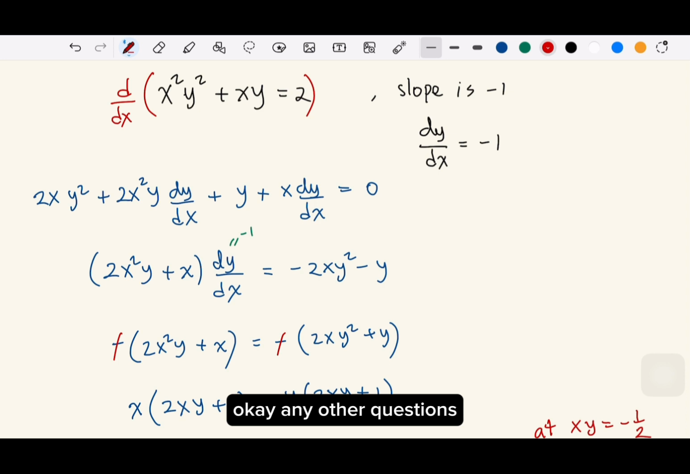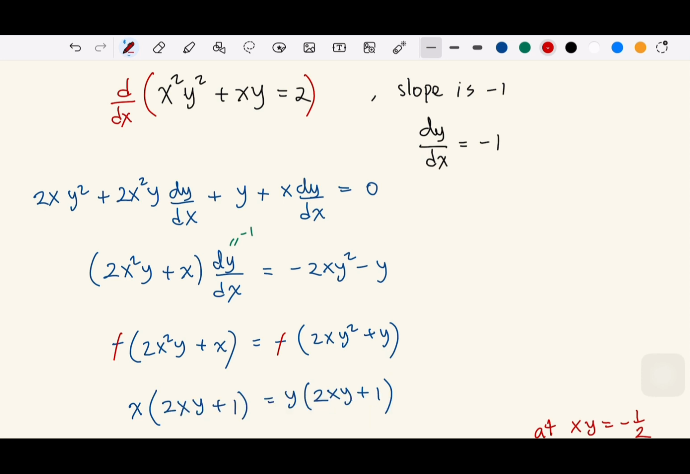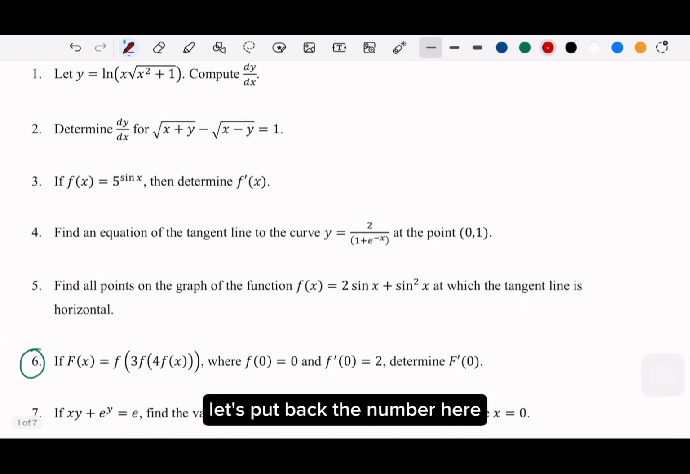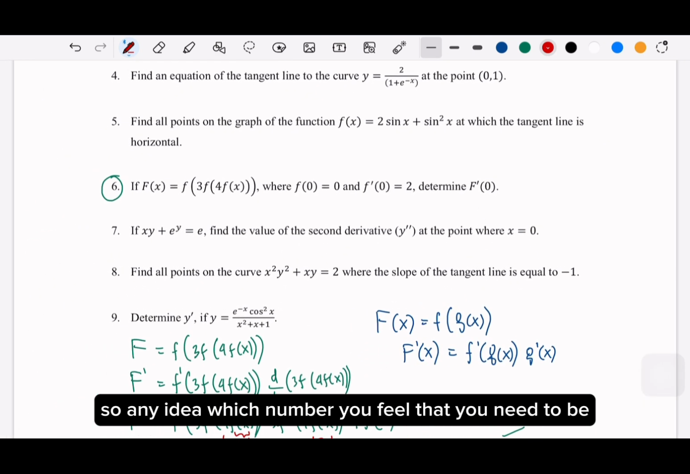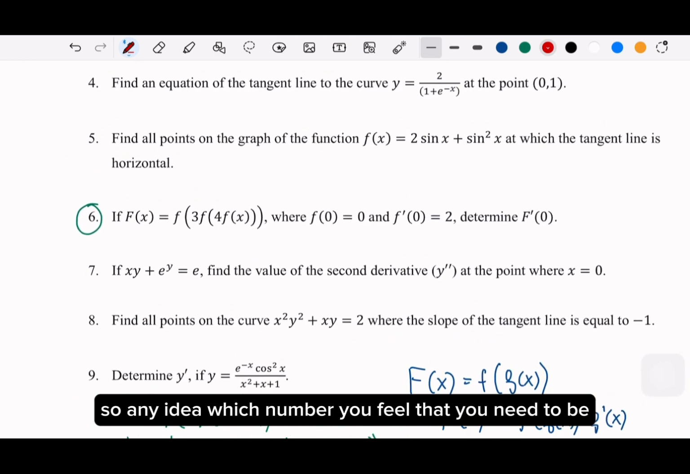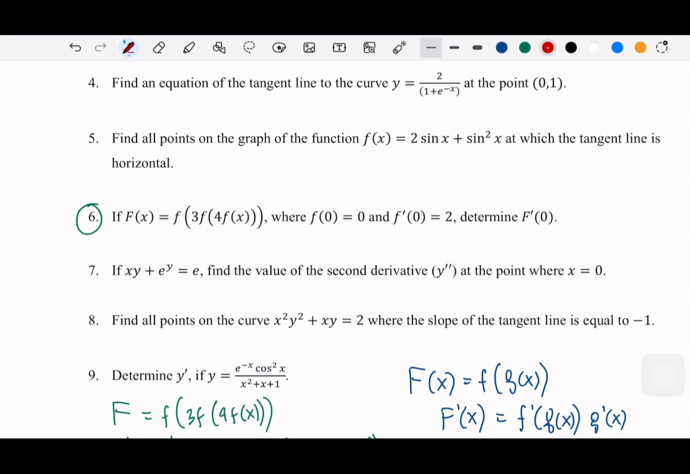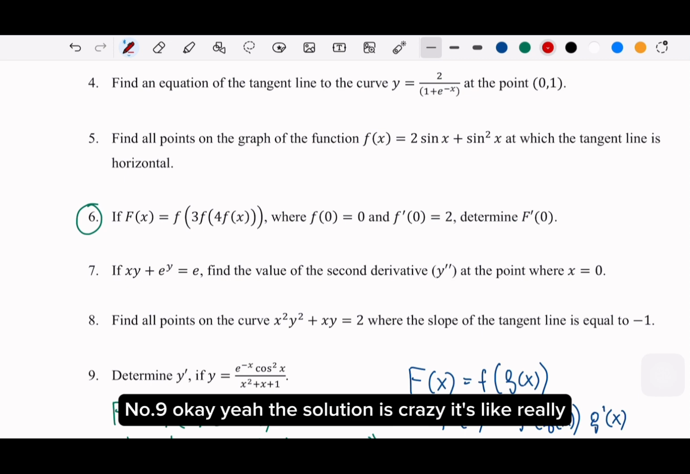Okay, any other questions? Which number again? Maybe one more number and then we can move to our sections. Okay, let's put the numbers back here. Any idea which number you feel you need to be explained more, elaborated more? Can we do number 9? Number 9? Okay. Yeah. The solution is crazy.